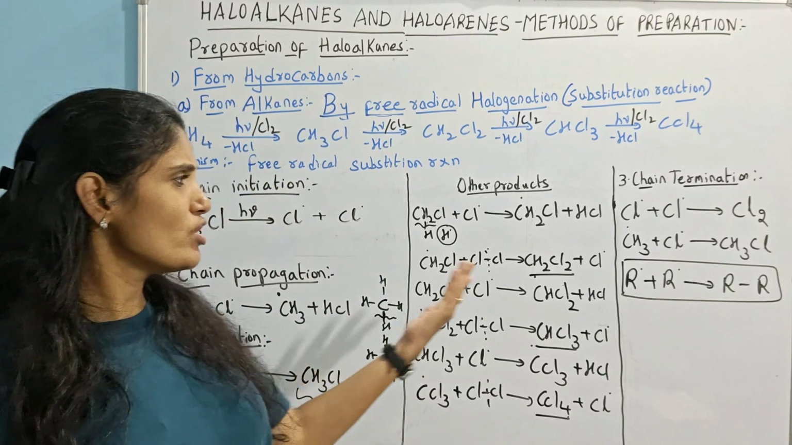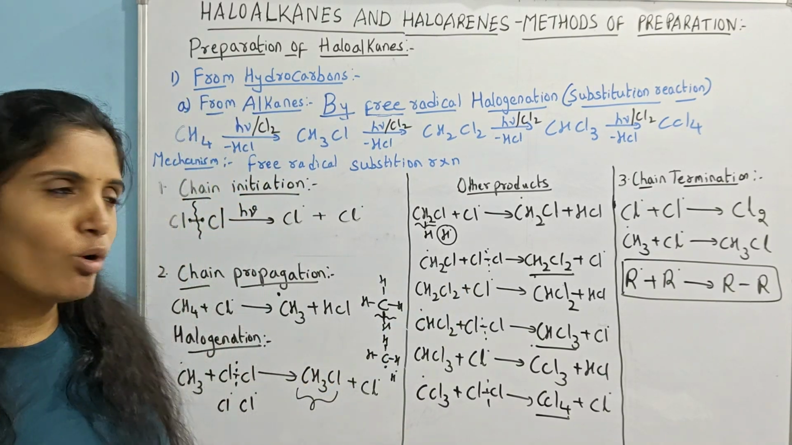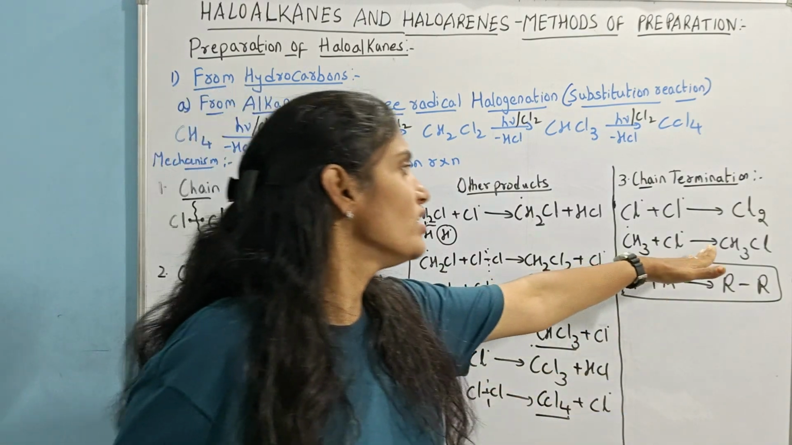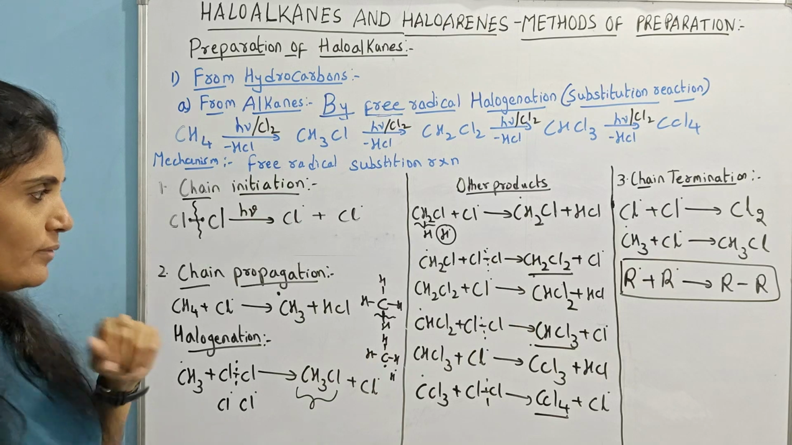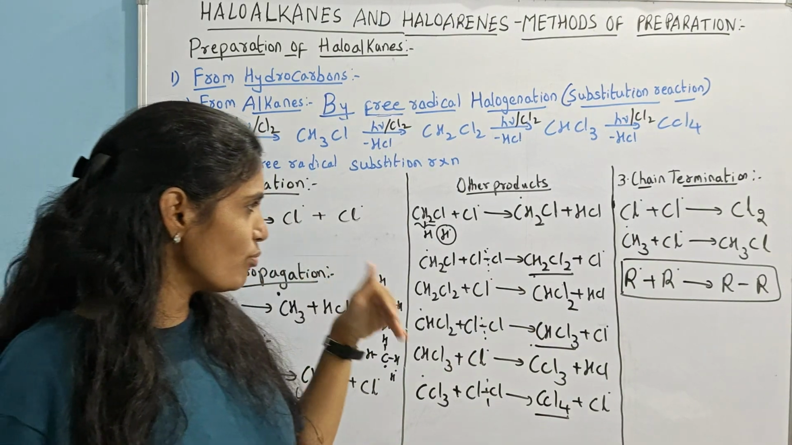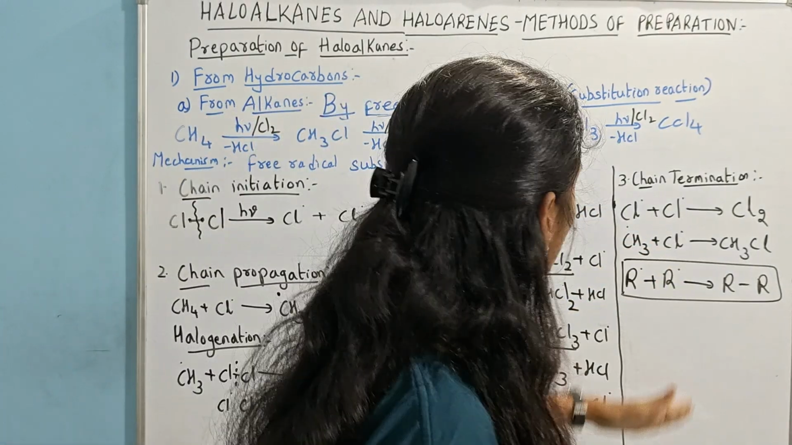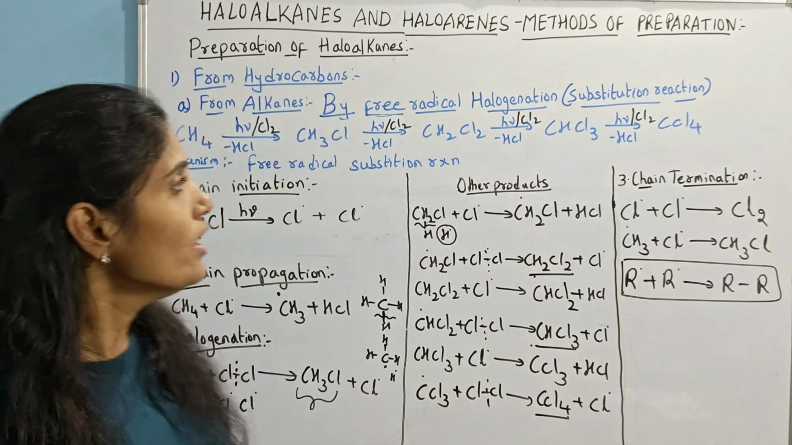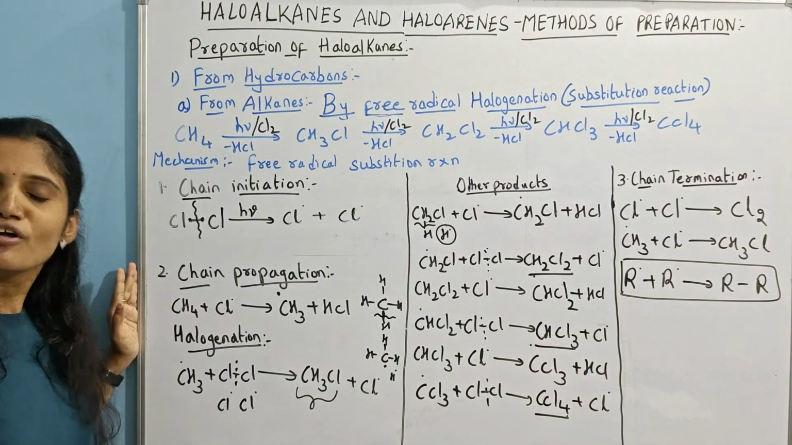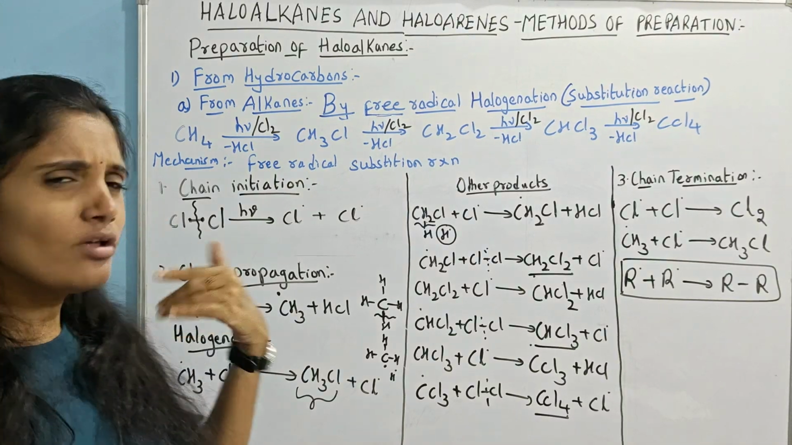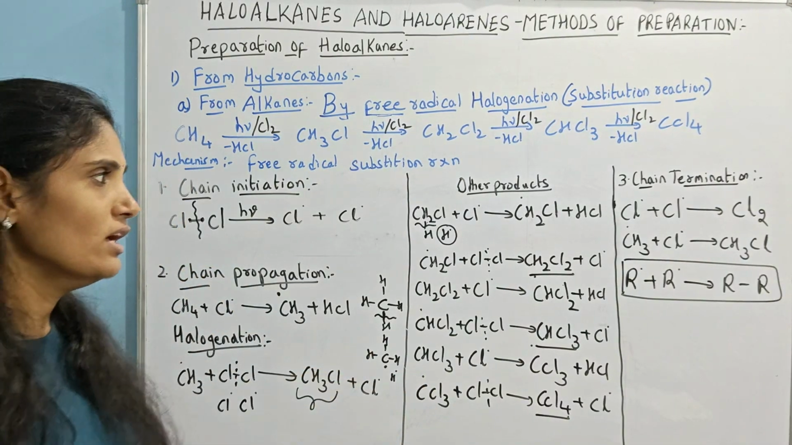Now, when the reaction goes to termination, there is no point in continuing once all the free radicals have reacted and become stable; obviously the reaction will terminate there. So this is how my reaction initiates, propagates, and terminates. The only thing is, everything is decided by the amount of chlorine present in the reaction mixture. So this is the mechanism of free radical halogenation, which is your substitution reaction.